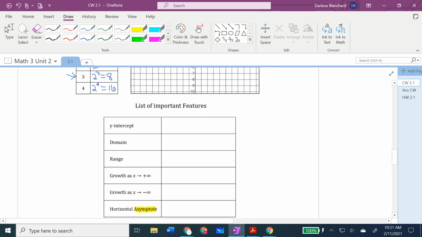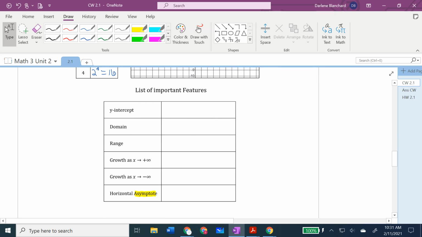Now, the y-intercept is the point 0, 1. The domain, you can put any number you want in an exponent, but you cannot in the range. I want to emphasize a number line next to the range.